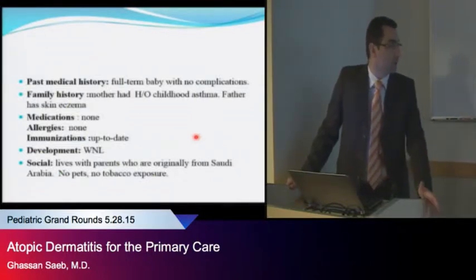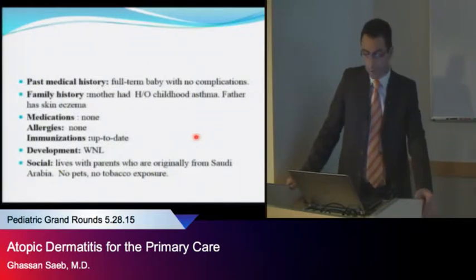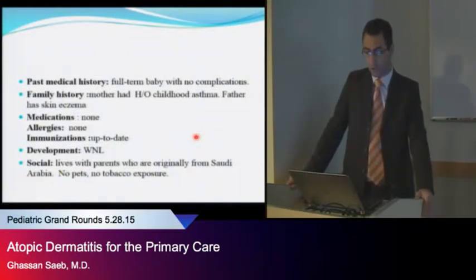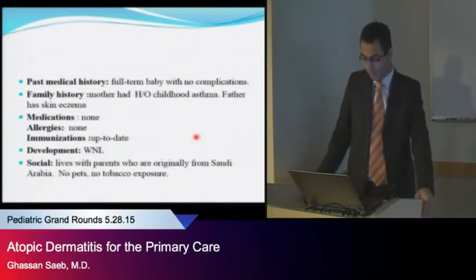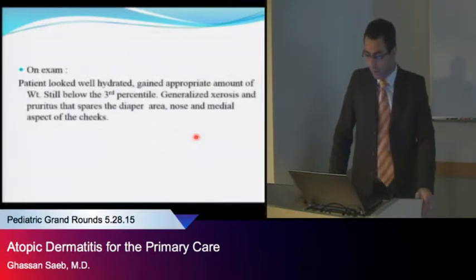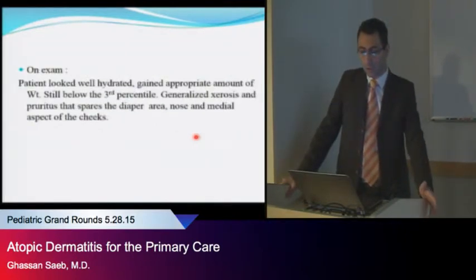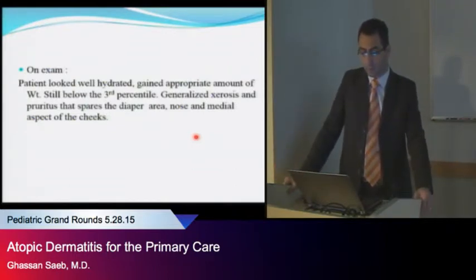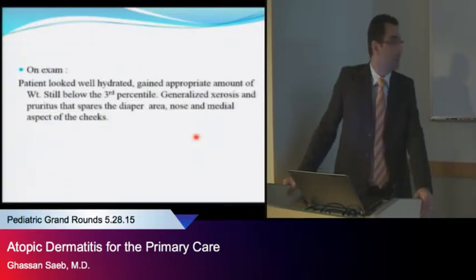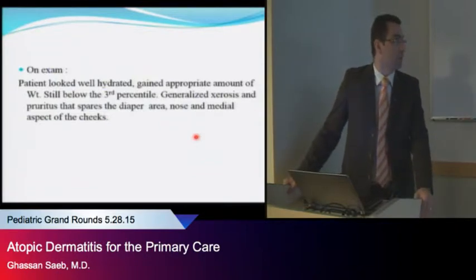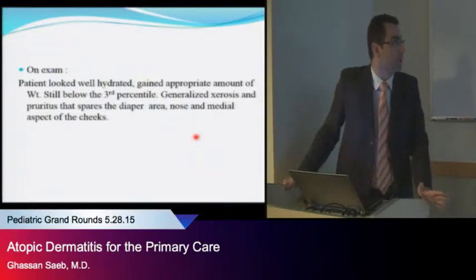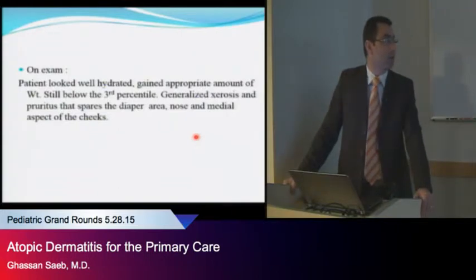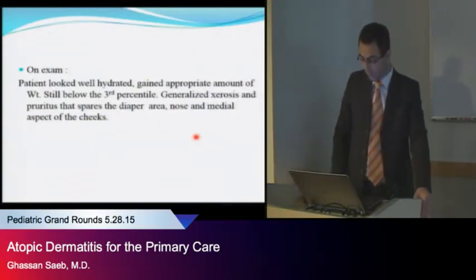Developmentally, she was within normal limits. Social history: she lives with her parents, who were originally from Saudi Arabia. No pets, no tobacco exposure. On exam, the patient looked well hydrated and gained an appropriate amount of weight, though she was still below the 3rd percentile. She had generalized xerosis, or dryness, and pruritus, or itching, incessant all the time while I was examining her. The rash spared the diaper area, the nose, and the medial aspect of the cheeks.